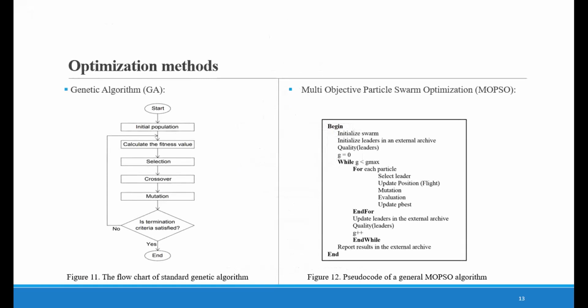In this study, as I mentioned before, I have used two different optimization methods and I compared the results. The first one is genetic algorithm, or GA, that you can see the flow chart of a standard genetic algorithm in figure 11. And the other one is multi-objective particle swarm optimization, or MOPSO, that the pseudocode of the general MOPSO algorithm is shown in figure 12.